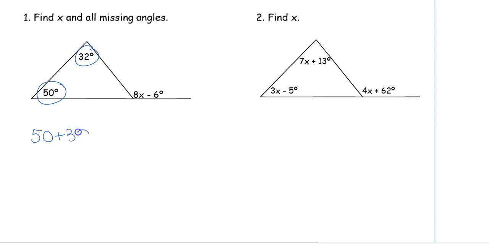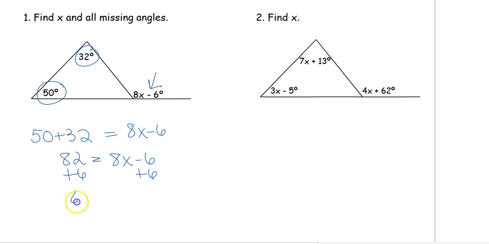50 plus 32 is equal to the exterior of 8x minus 6. 50 and 32, that's 82. 8x minus 6. I want to get x by itself, so we add 6 over. 88 is equal to 8x. We divide by 8, and we find that x is going to be equal to 11.